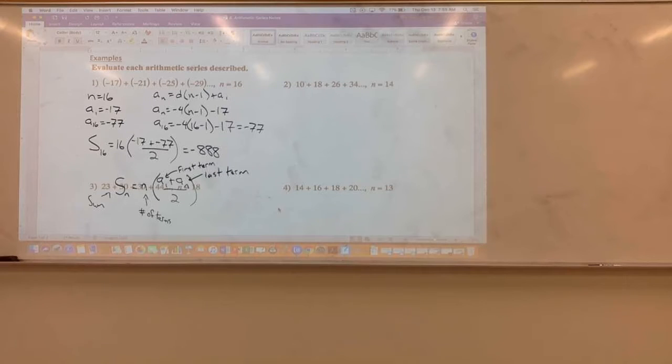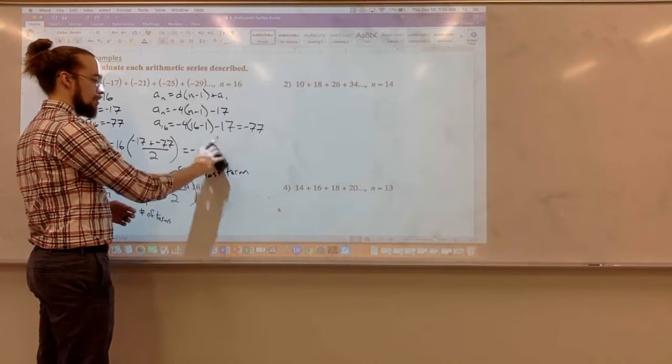Alright, so how are people getting negative 47? I think they're not putting parentheses around negative 47. We just forgot to type that. Oh, okay. No, I mean, negative 17 minus 77 divided by 2 is negative 47. Plus negative 77? Yeah, then times 16 would be negative 752.